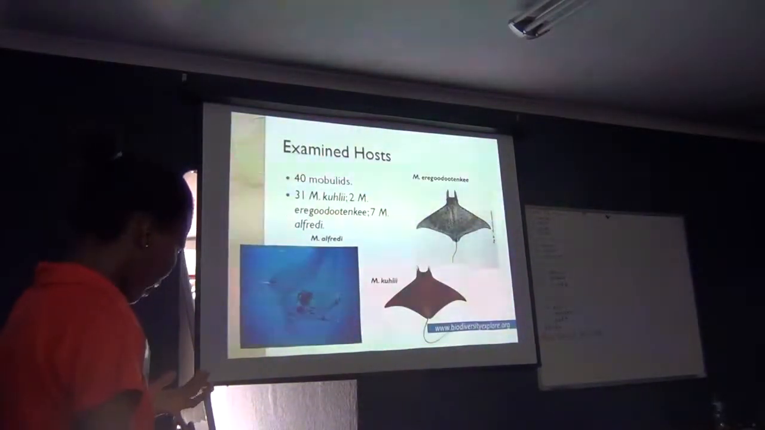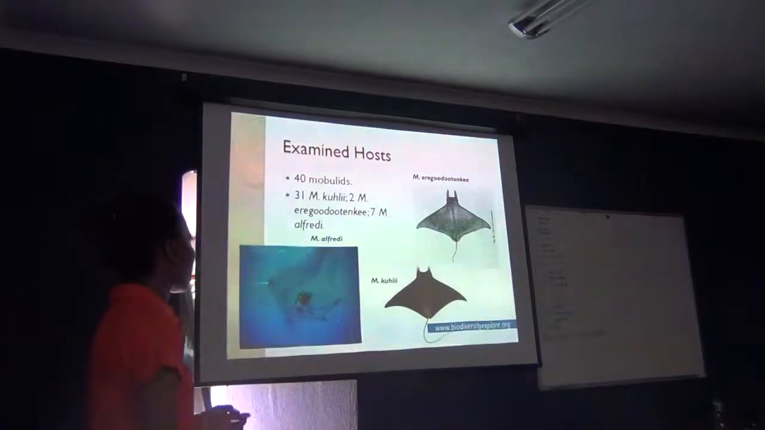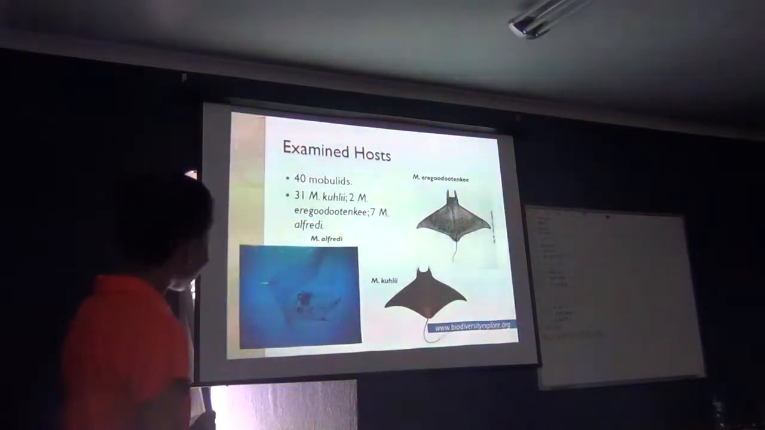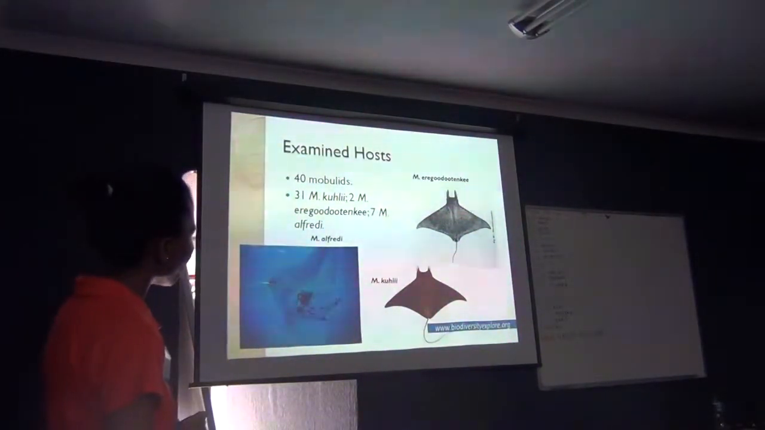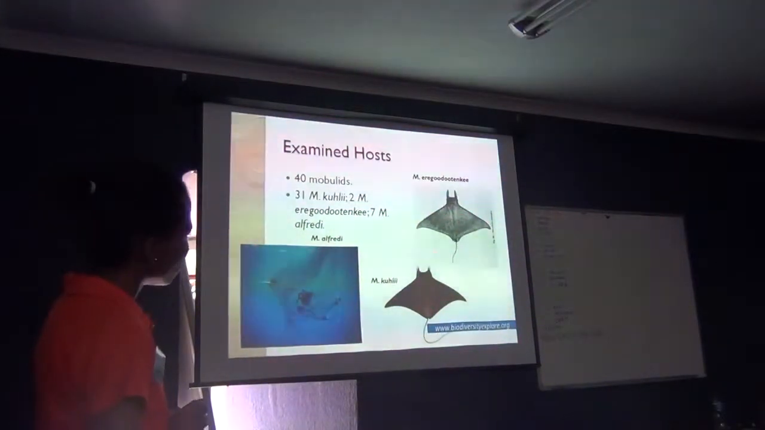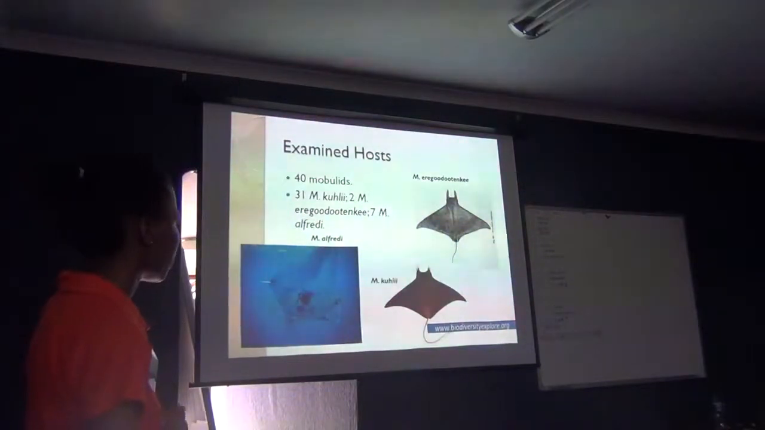Okay, we were able to collect 40 mobulid rays, of which 31 were Mobula kuhlii, 2 were Mobula eregoodootenkee, and 7 were Manta alfredi.